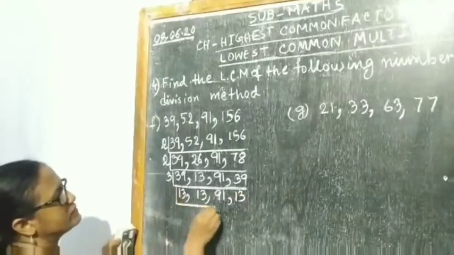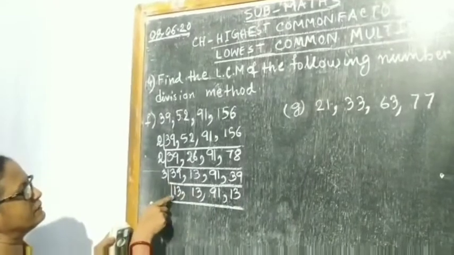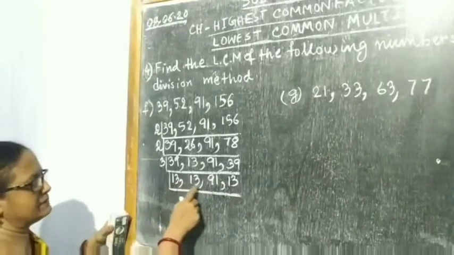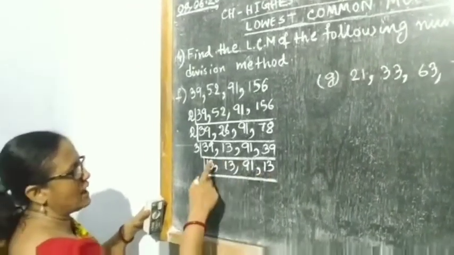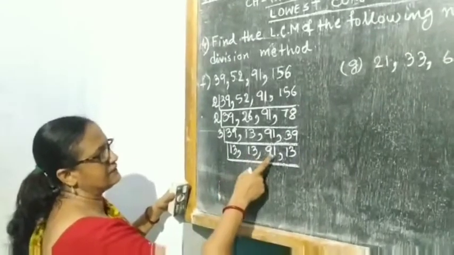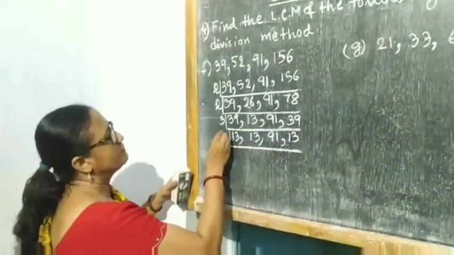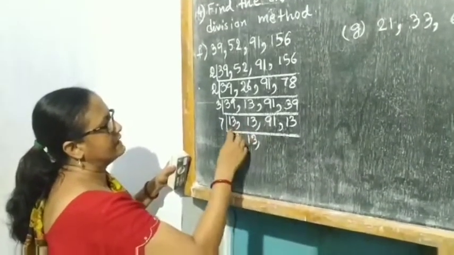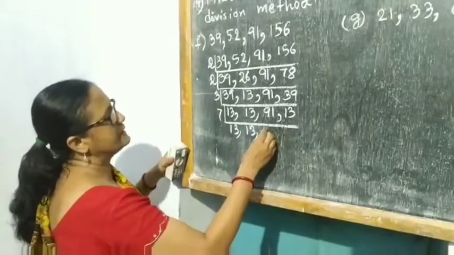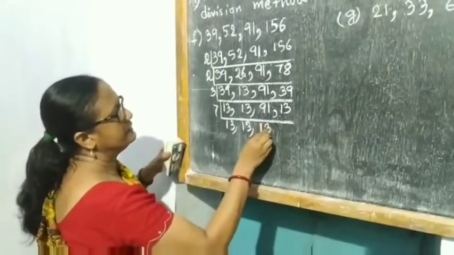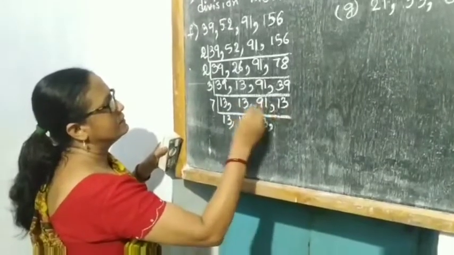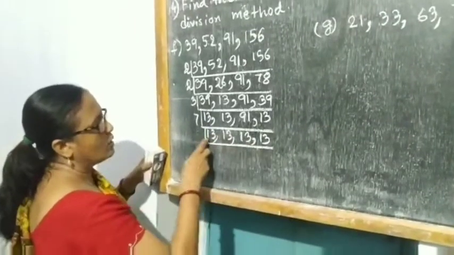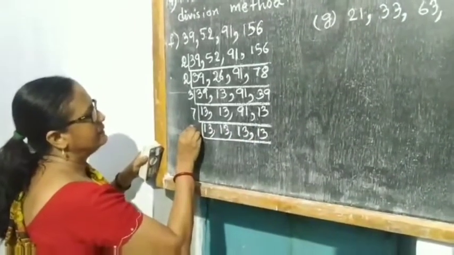13. Now children you see, these numbers are not divisible by 3. Now try with 5. These numbers are not divisible by 5 also. Now try with number 7. Yes, 91 is divisible by 7. 13 is not divisible by 7. So how much are you getting? 13. Now see, all the numbers of this row are divisible by 13.